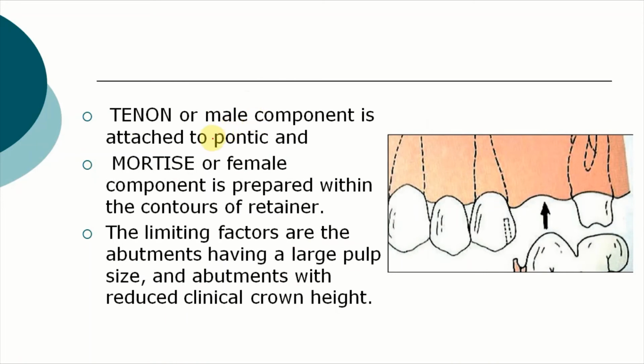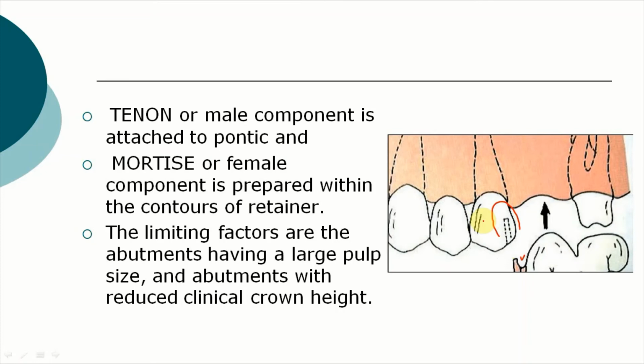So in a non-rigid connector, mainly there are two parts: a tenon or male component, which is attached to the pontic, whereas a mortise or female component is prepared within the contours of the retainer. And usually the mortise or female part is placed in the distal aspect of the retainer, whereas the tenon or male component is attached to the pontic in the distal part of the FPD.